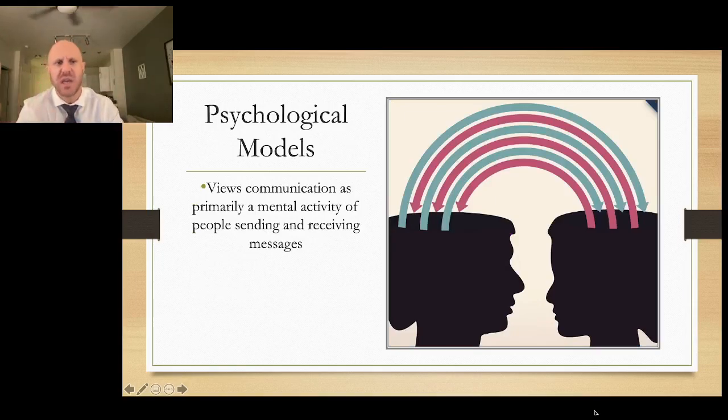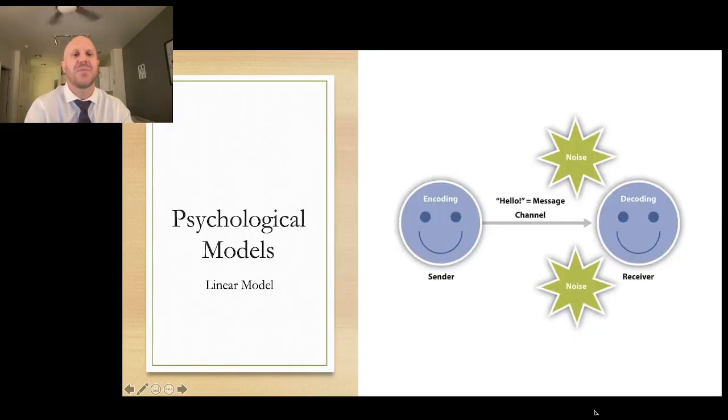I'm going to show you two here in a little bit, but what you need to know about the psychological model is that it views communication as primarily a mental activity of people sending and receiving messages. So it's really interested in how do two people, two minds come up with some sort of shared meaning. And here are two different psychological models that I want you to know. Both of them are talked about in our readings for this week.